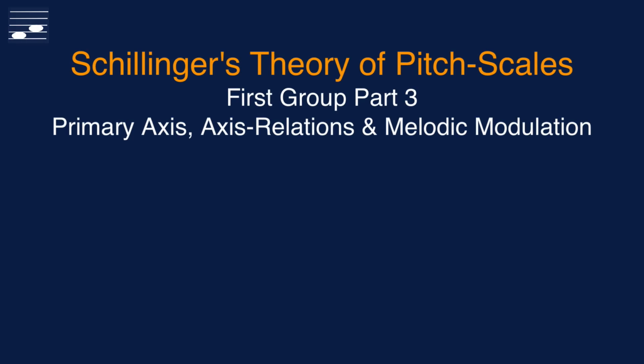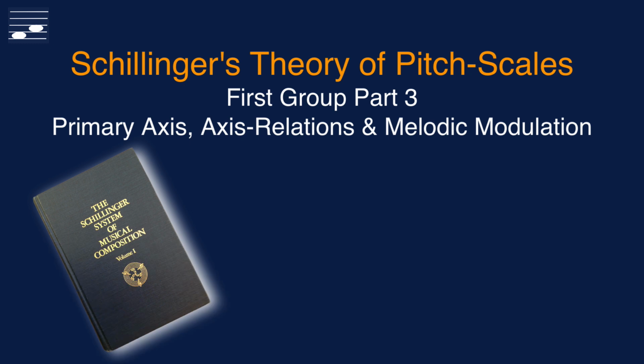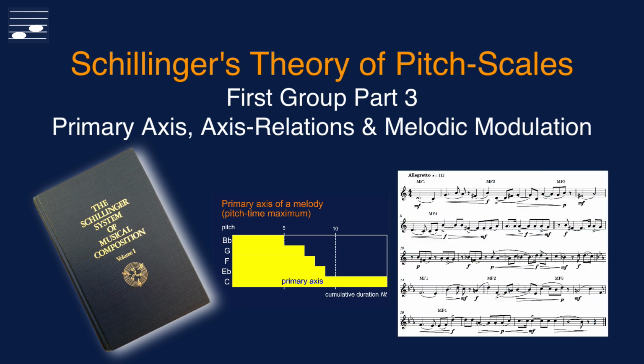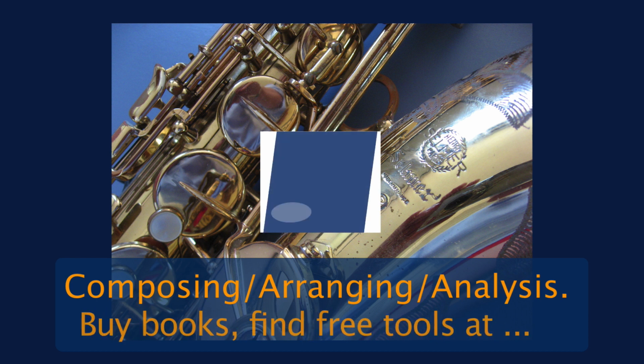Hello, the third tutorial in this series presents another set of pitch scale aspects in the Schillinger system of musical composition. You'll learn about the primary axis of a melodic continuity, key axis relations as determined by the tonality and modality, and about melodic modulations. I'll illustrate principles and techniques with application examples.